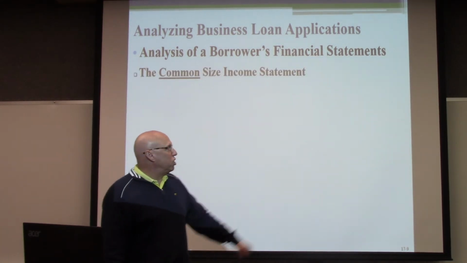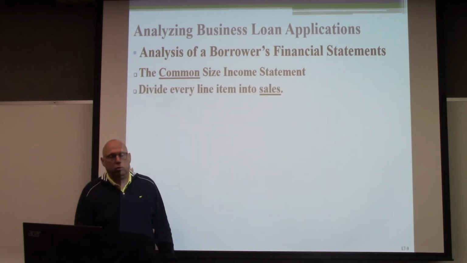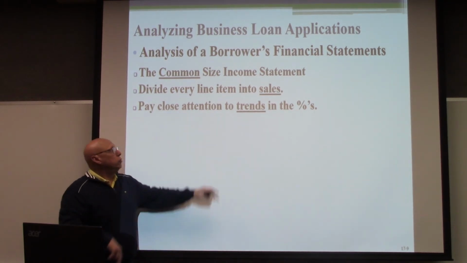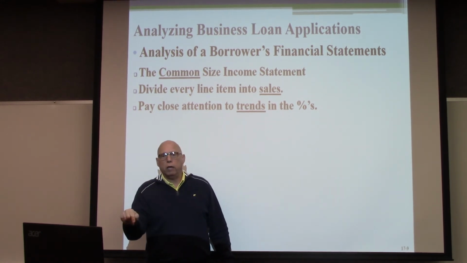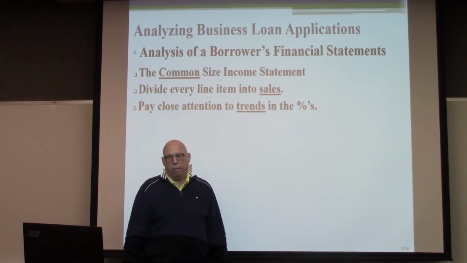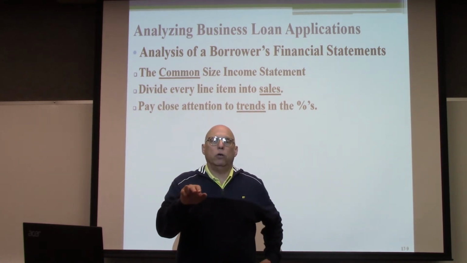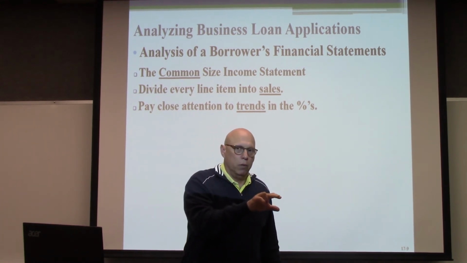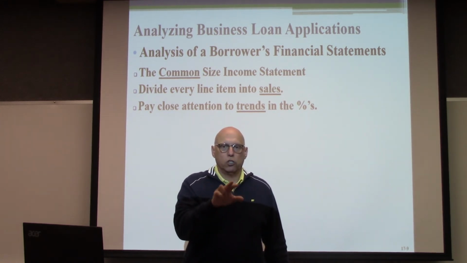So let's set up the income statement in a common size format, which means you divide each line item into sales. What do you pay close attention to? How do these percentages look? How do sales look? Are sales growing? Or are sales stable? Or are sales declining? What does the gross profit margin look like? Is the company doing a good job managing prices? Are they doing a good job managing the product mix? Are they doing a good job managing the cost of goods sold?